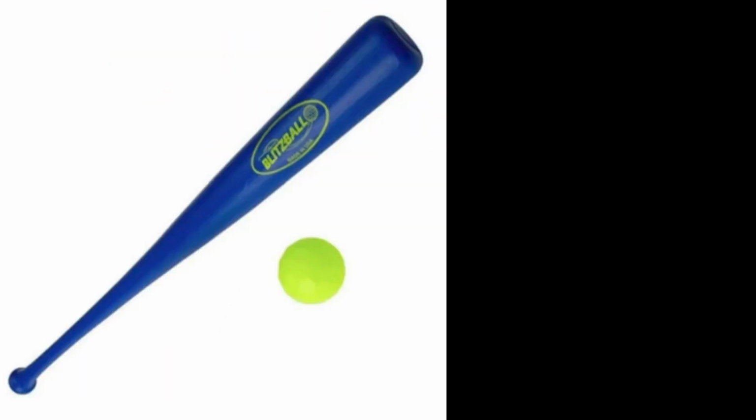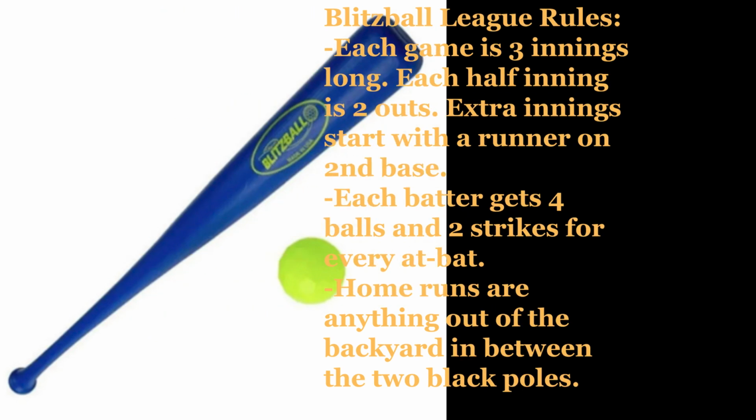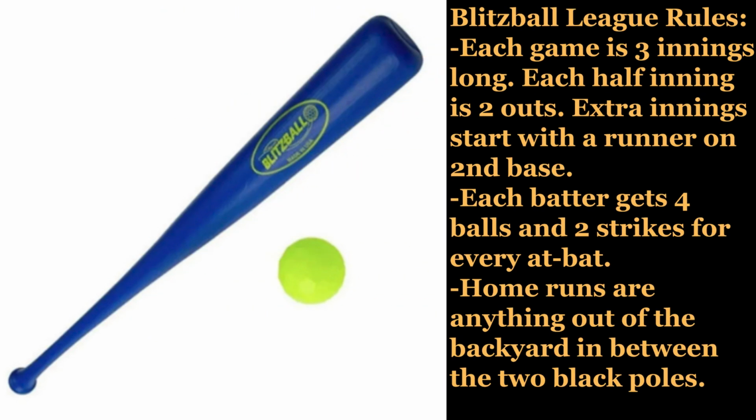The rules of the Lunch Table Blitzball League are simple. The games are each 3 innings long. Each half inning is 2 outs per team. Each batter gets 4 balls and 2 strikes every at bat. If you get hit by a pitch twice, it is an automatic walk.